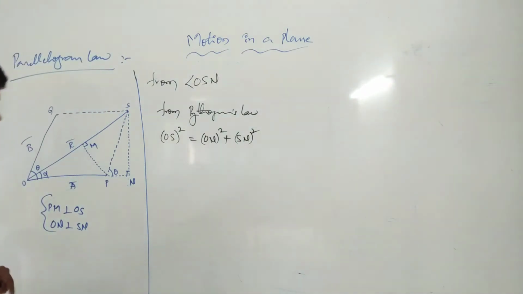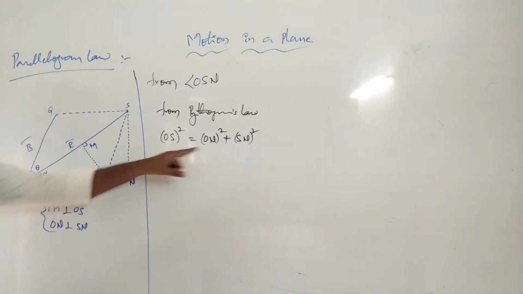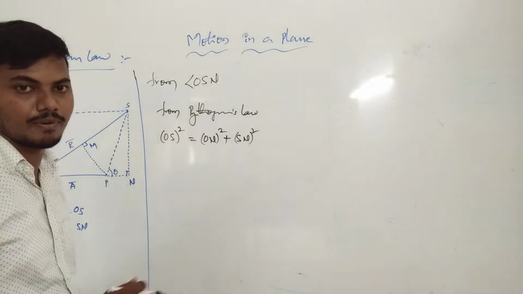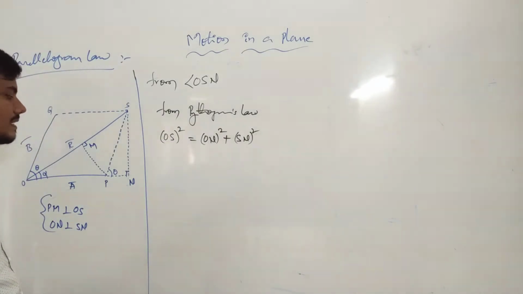SN square. Now OS square is equal to ON square plus SN square. This is from Pythagoras' law. Same as our previous one, we can introduce it only for magnitude. Clearly, you can observe OS square is equal to ON square plus SN square.